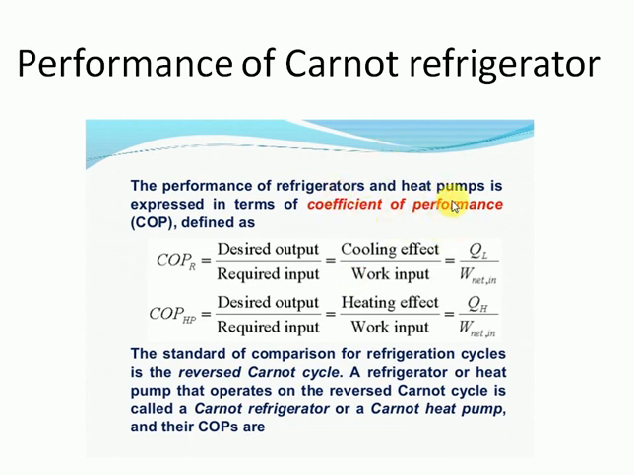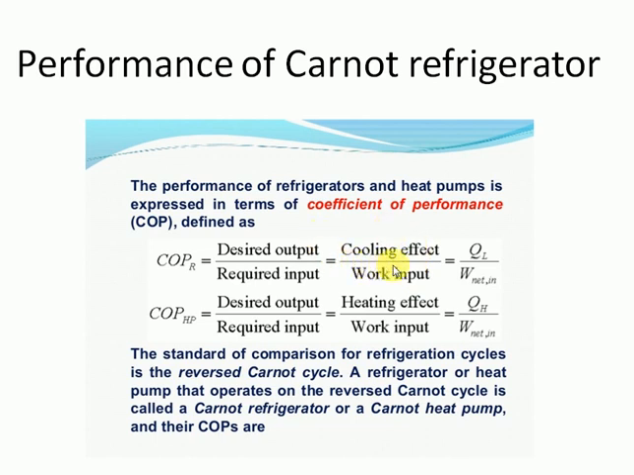But in case of refrigerators, a term, the coefficient of performance, is used to indicate the performance. So what is the coefficient of performance? It is defined as desired output divided by required input. So in case of a refrigerator, what is the desired output? That is the cooling effect. How much cooling effect is developed in the room, that is the cooling effect. So cooling effect divided by work input.